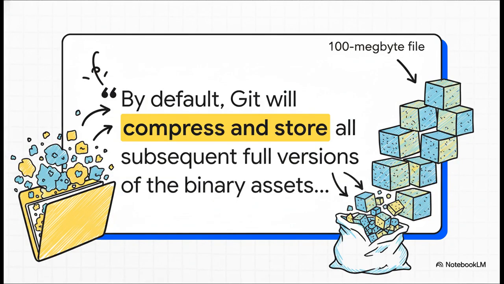And this quote really gets to the heart of the problem. Every time you tweak and commit, say a 100 megabyte file, Git doesn't just save your little tweak. Nope, it saves another full 100 megabyte copy of that file. Imagine doing that just a handful of times, your repository size just explodes.